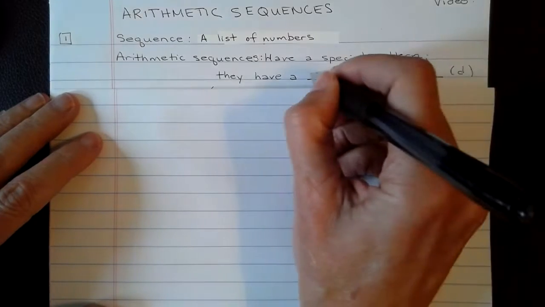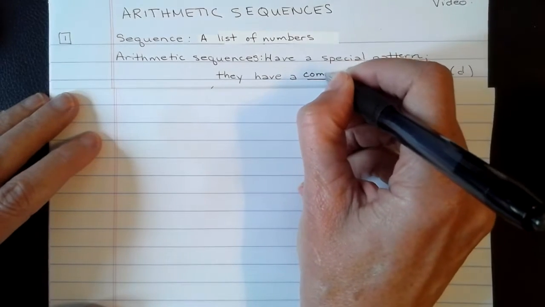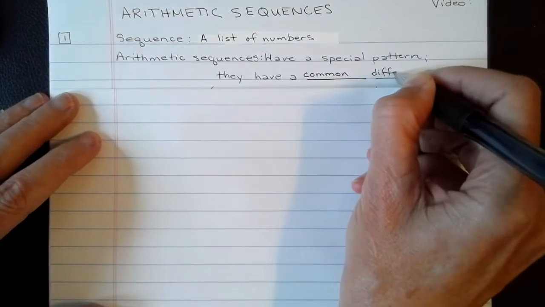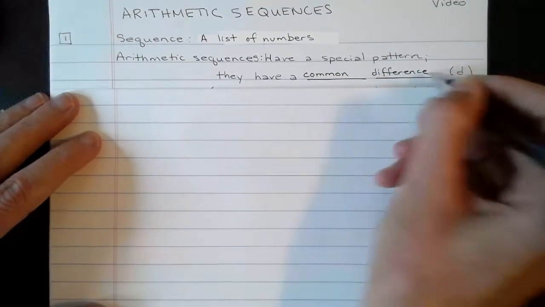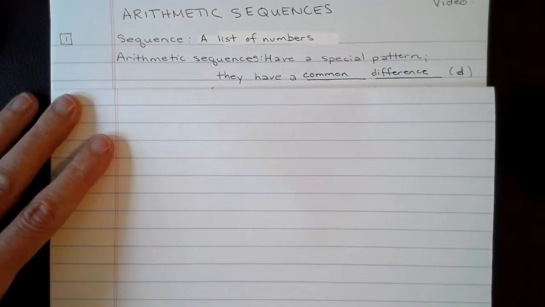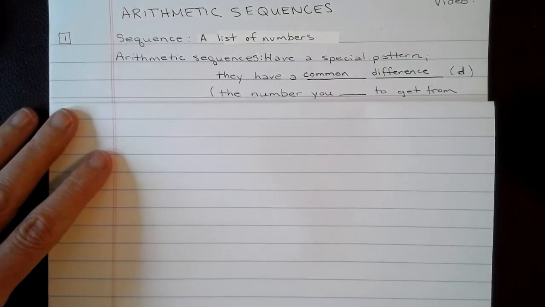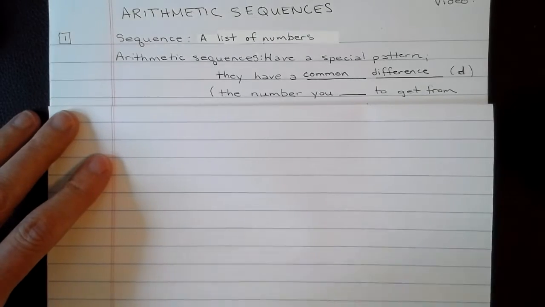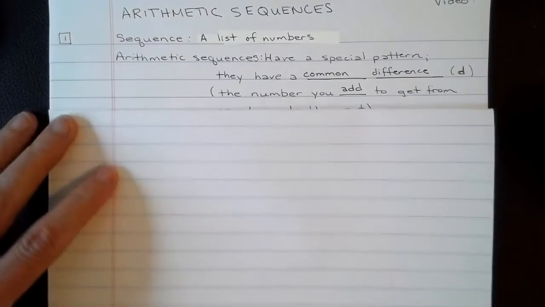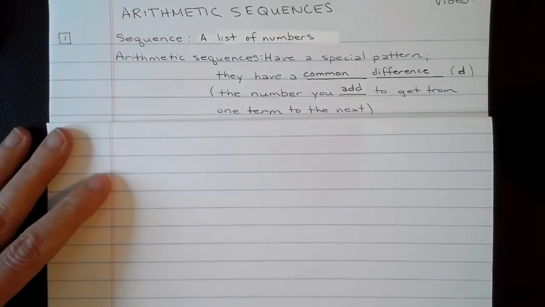They have something called a common difference. And we'll talk about what that is. They use the letter D to stand for that because no one wants to keep writing common difference. Okay, the common difference is basically the number you add to get from one term to the next. And let's go ahead and try this.